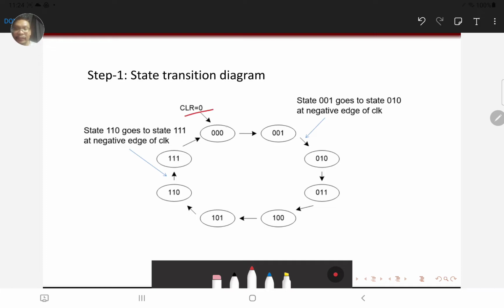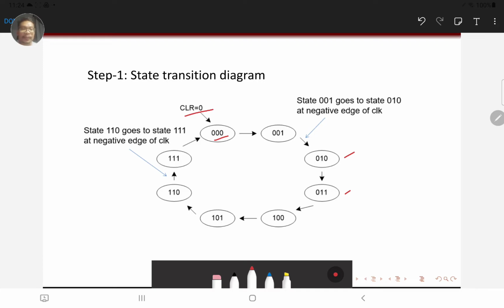So let's look at the example here, where we want to implement a counter. Starting with a reset, it's going to set our output, the output of the flip-flop, equal to zero. At the next clock, we're going to set the output equal to one, and then from 1, it goes to 010, 011, and all the way through.